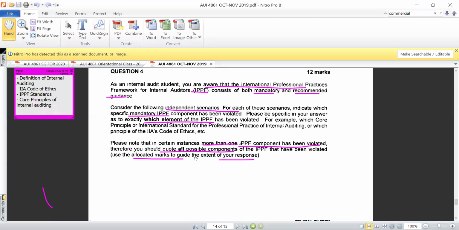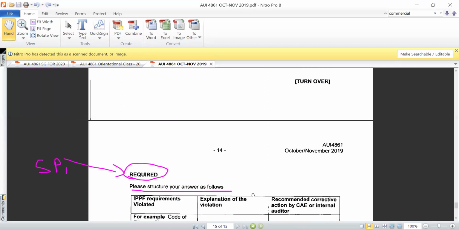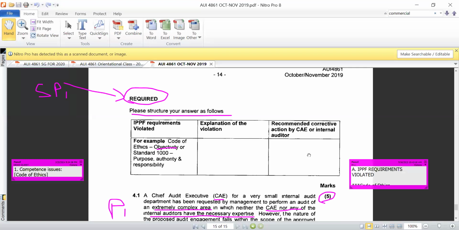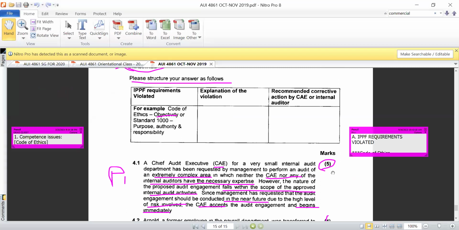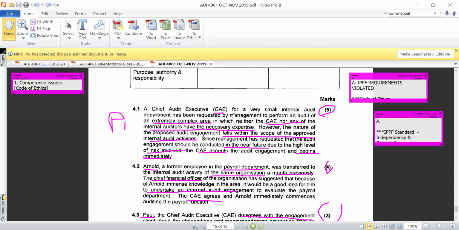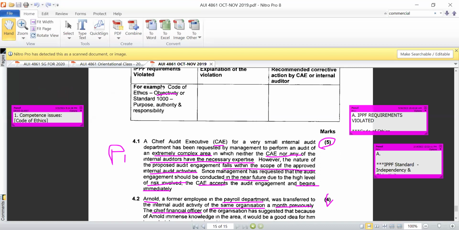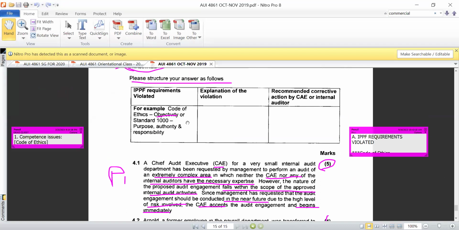Use the allocated marks to guide the extent of your response. As I was saying, here they do not specify how many marks are allocated to column 1, column 2, or column 3, but just by looking at the mark allocation, we can know to what extent I should give details in column 1, similarly in column 2, and likewise in the 3rd column as well.